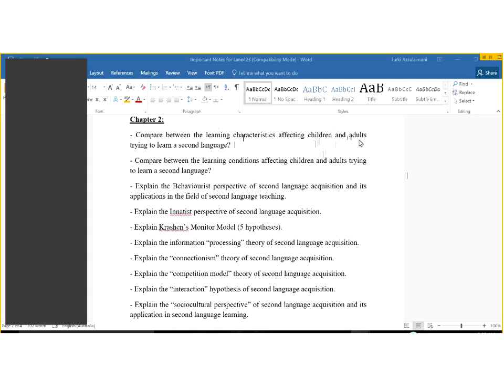On the other hand, cognitive maturity and metalinguistic awareness allow older learners to solve problems and engage in discussions about language. Okay, this is one of the advantages that adults have. But let's move to page 31.